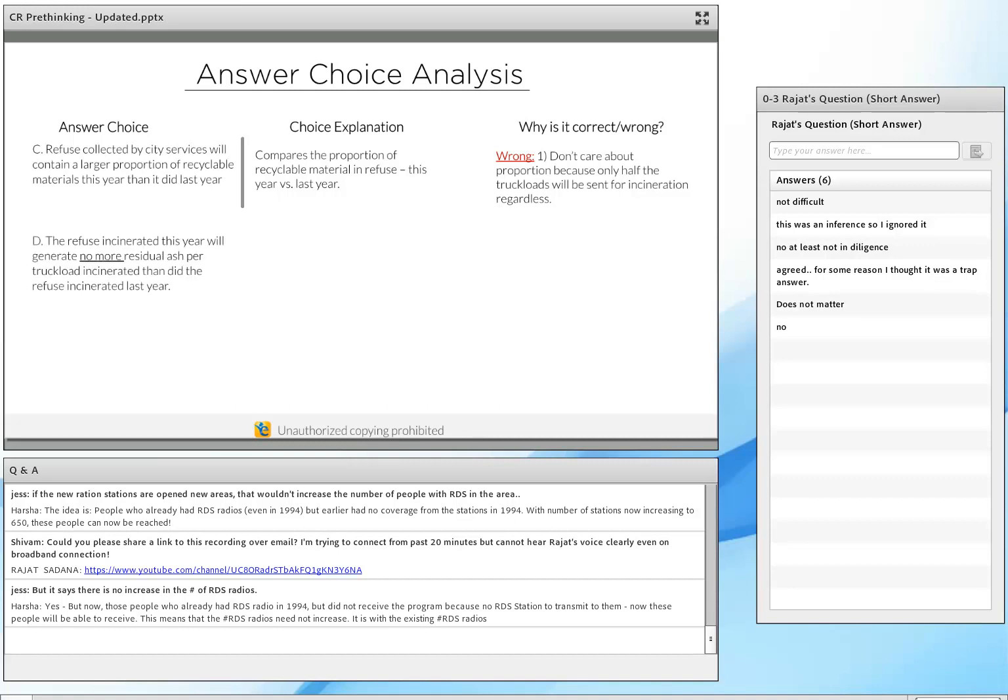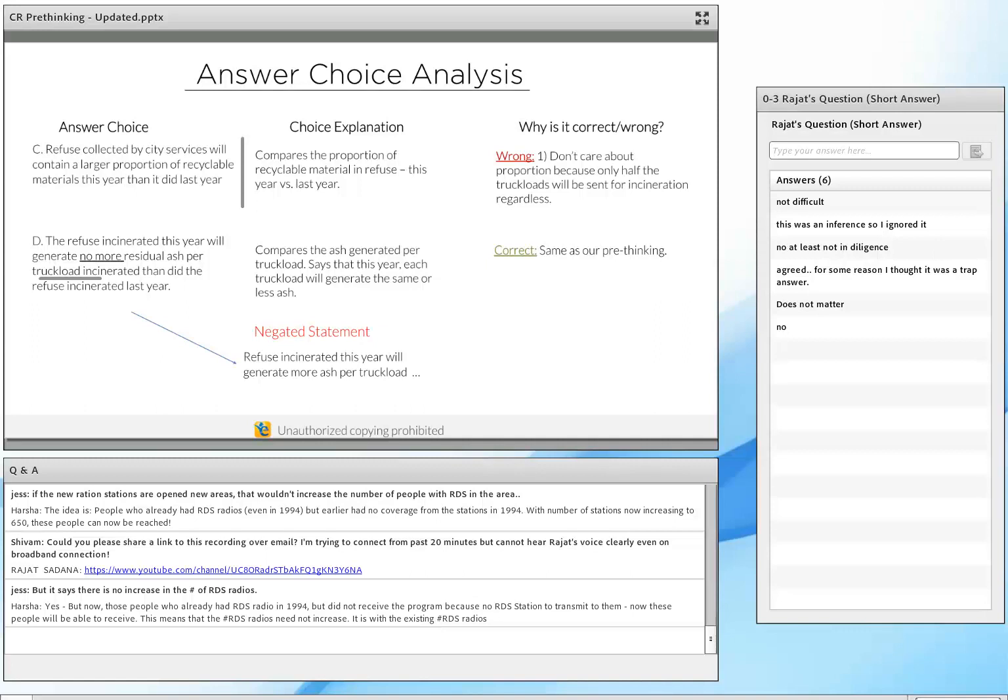Okay. Choice D, which is the correct answer, talks about ash per truckload, which is what we came up with in our pre-thinking. And it compares ash per truckload that was generated last year versus this year, which means what it's saying is we're not going to pack our trucks so densely that it generates a ton more ash, which is in line with our pre-thinking. You can see the negated statement: generate more ash per truckload, impact on conclusion, it will break down, which means it passes the negation test.